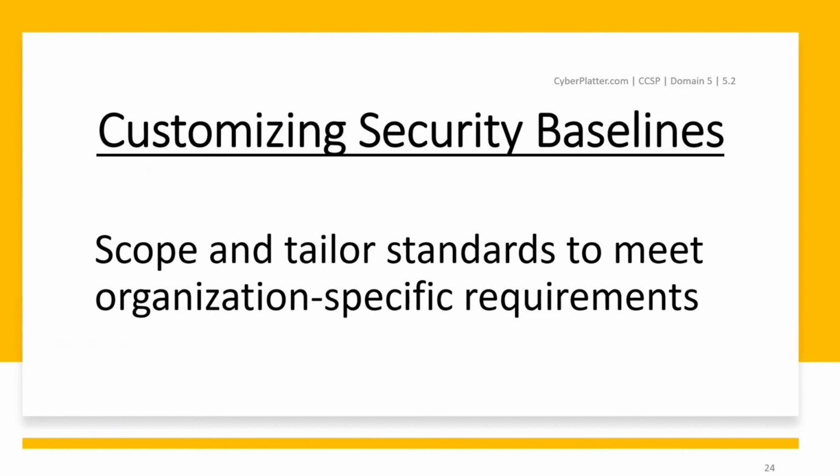The purpose of these customization efforts is to scope and tailor the standard to meet the organization's specific needs. For example, an industry standard might suggest using full disk encryption to protect storage data on an endpoint and suggest the use of AES encryption with a 128, 192, or 256-bit key. The organization might have a compliance requirement that mandates the use of 256-bit keys. In this case, the organization might modify the standard to require the use of a 256-bit key, removing the option for a 128 or 192-bit alternative.